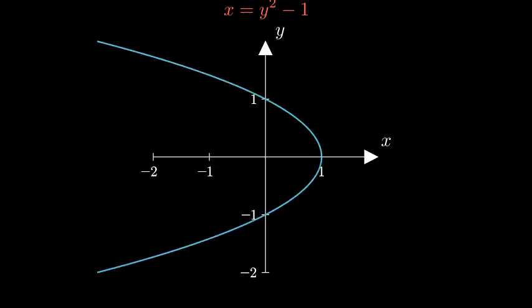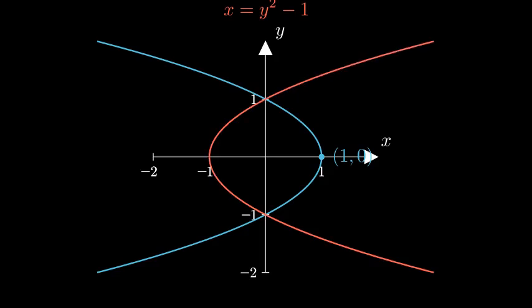This parabola opens to the left and has its vertex at the point (1, 0). As y increases or decreases from 0, x values decrease, creating this U-shaped curve. Now, let's add the second equation, x equals y squared minus 1, in red. This parabola opens to the right and has its vertex at (-1, 0). As y moves away from 0 in either direction, x values increase.